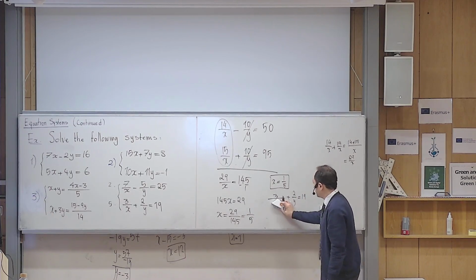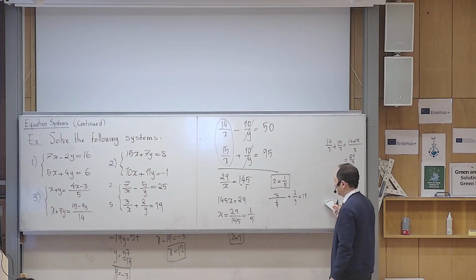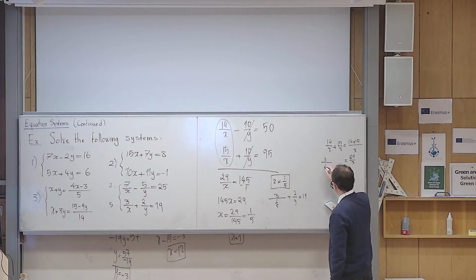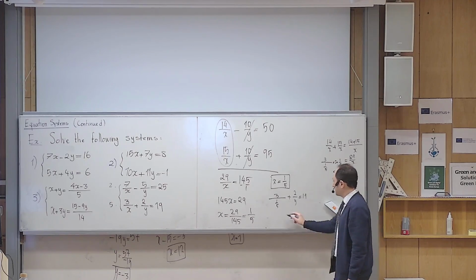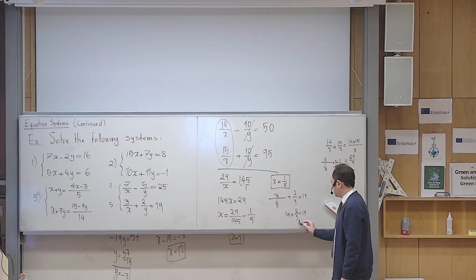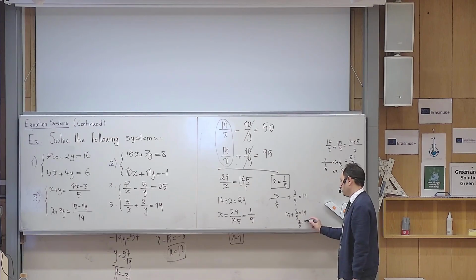Okay, but how many of you can do this quickly in your head? 3 over 1 over 5. What's the answer? 15. Yes? Because 3 over 1 over 5 means 3 divided by 1 over 5. This means 3 multiplied by 5 over 1, which is 15. So that is 15 plus 2 over y is equal to 19. Then what happens? 2 over y is, I move 15 to the other side, is 4.